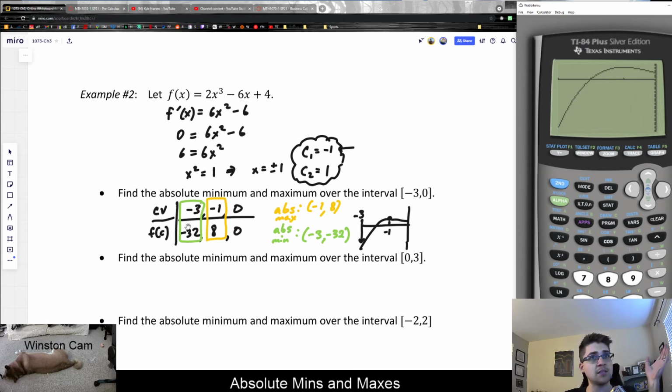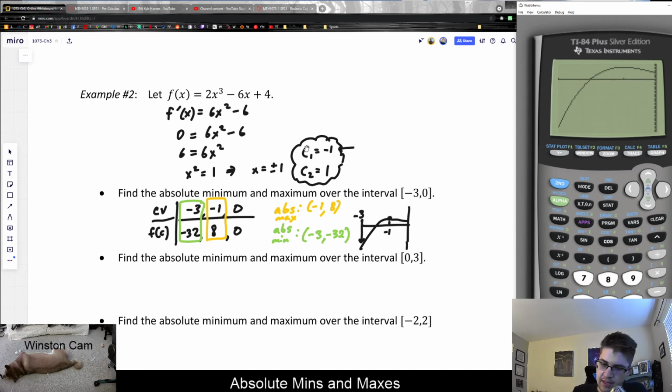So if we just test them all, figure out the answer, we don't have to do any other work beyond this for finding the absolutes. So let's do this also for the other intervals in example number 2 from the packet. If we were doing this from 0 to 3, it would be slightly different because negative 1 is not a critical value on the interval.